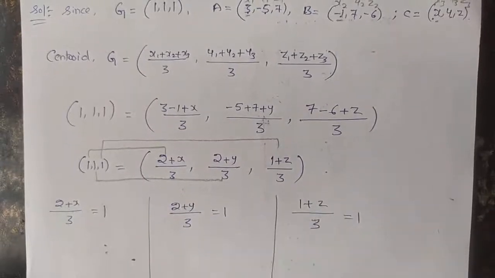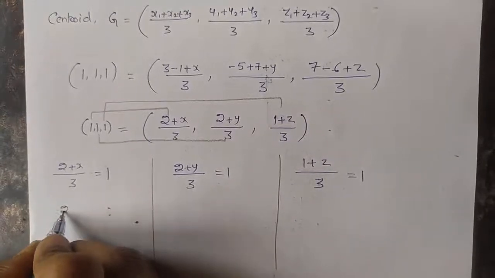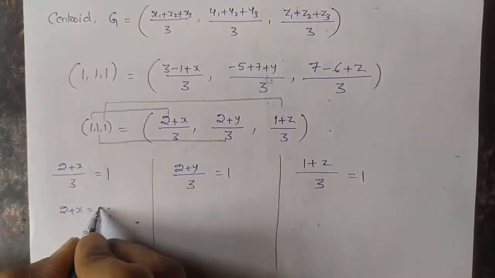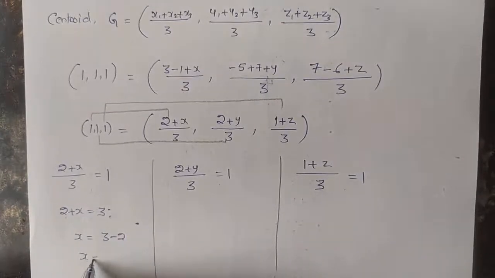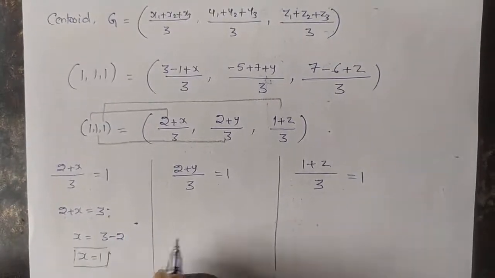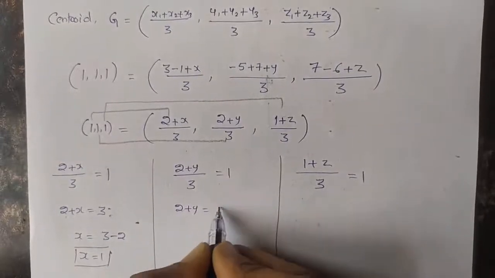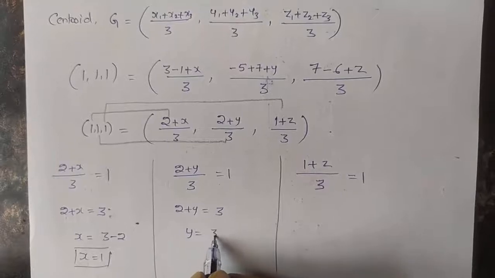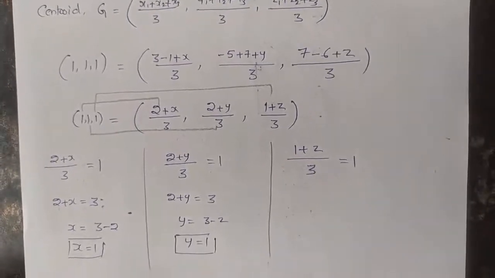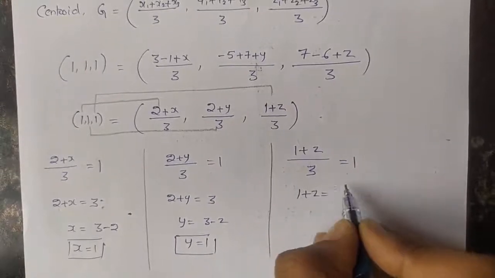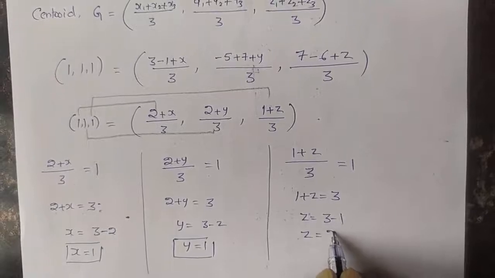Find the values of x, y, z. 2 plus x equals to 3 into 1 is 3, x equals to 3 minus 2, therefore x equals to 1. Next, 2 plus y equals to 3 into 1 is 3, y equals to 3 minus 2, y equals to 1. Next, 1 plus z equals to 3 into 1 is 3, z equals to 3 minus 1, z equals to 2.